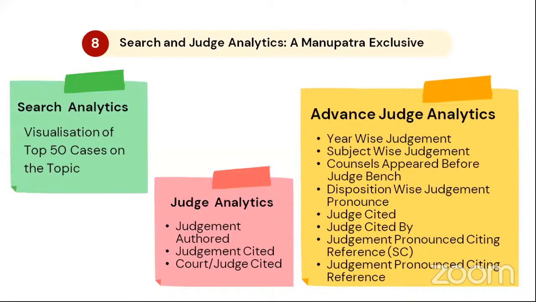Judge analytics provides you, for every particular judge, the judgments they have authored, where they have been cited in the court, or which judges they have cited. Advanced judge analytics goes a step further. It discusses year-wise judgments of an honorable judge, subject-wise judgments, which counsels appeared before them, disposition-wise judgments pronounced, judgments they've cited, what citing references they used, and so on.